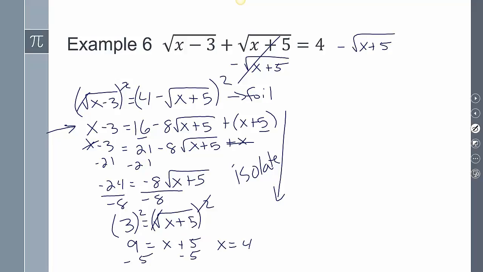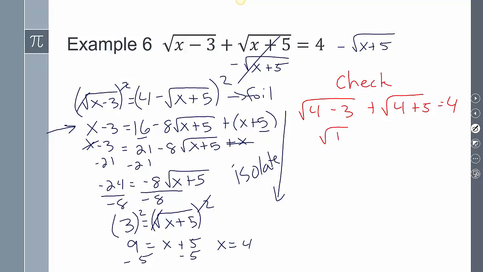So now I just need to check to make sure that this is going to work. So plugging it back in, I'm going to get the square root of 4 minus 3 plus the square root of 4 plus 5 equals 4. So I'm going to get the square root of 1 plus the square root of 9 equals 4. 1 plus 3 equals 4. 4 equals 4. Boom. It works. And that's going to be your solution.